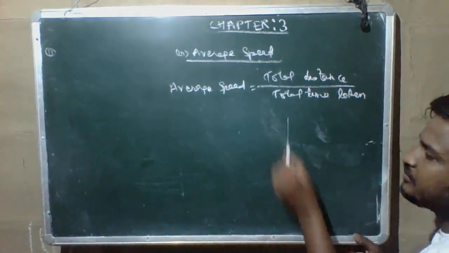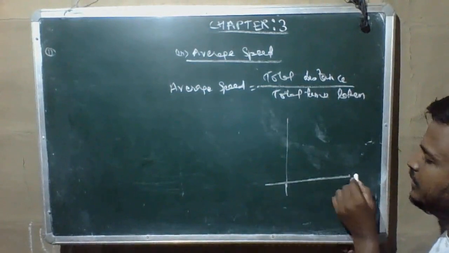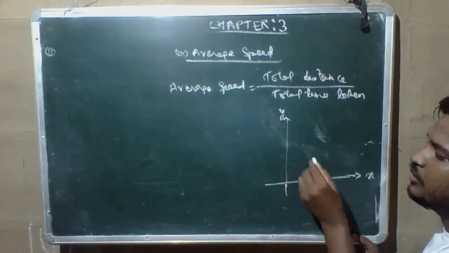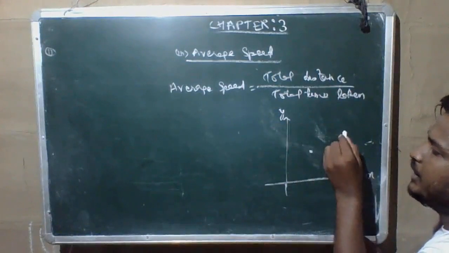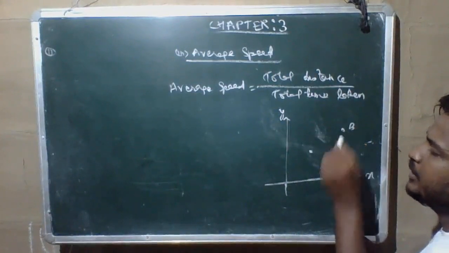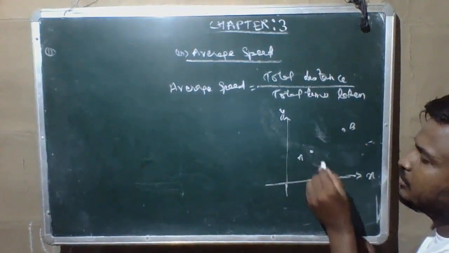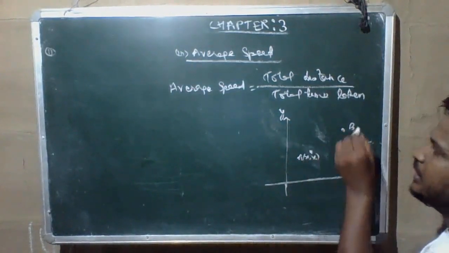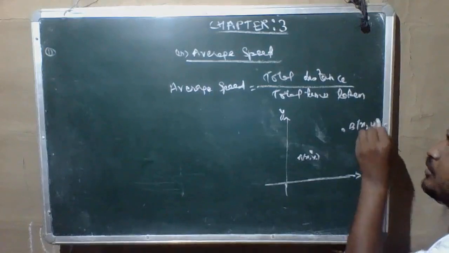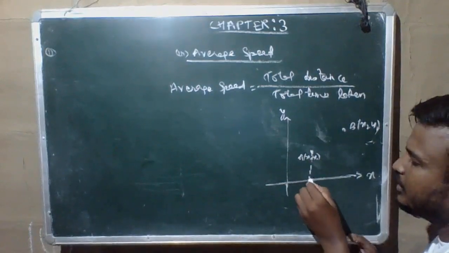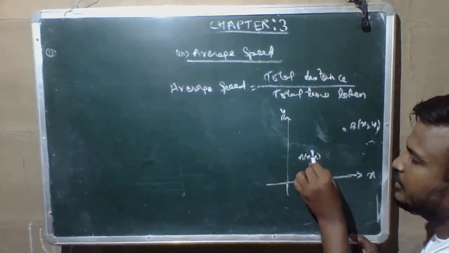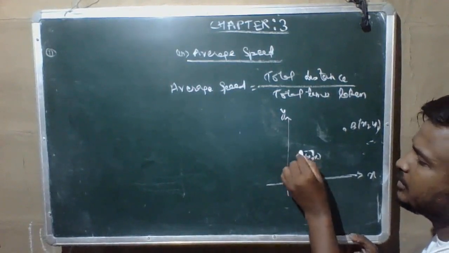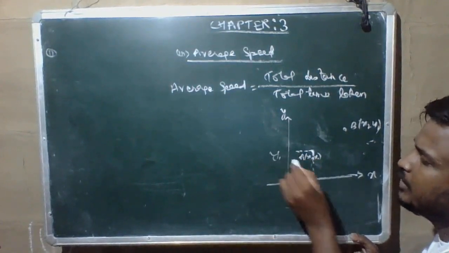Now consider a Cartesian plane. This is the x-axis and this is the y-axis. Suppose a body moves from point A to point B. Suppose the coordinates of this point are (x1, y1), and similarly here it will be (x2, y2). If it is (x1, y1), then the projection of this point on the x-axis will be x1, and similarly the projection of this point on the y-axis will be y1.